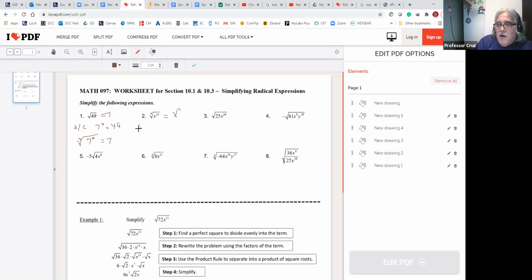And this is because, and we're going back to chapter 5, remember our rule for product rules? When you multiply like bases, you add up. That's supposed to be a 7 there too.